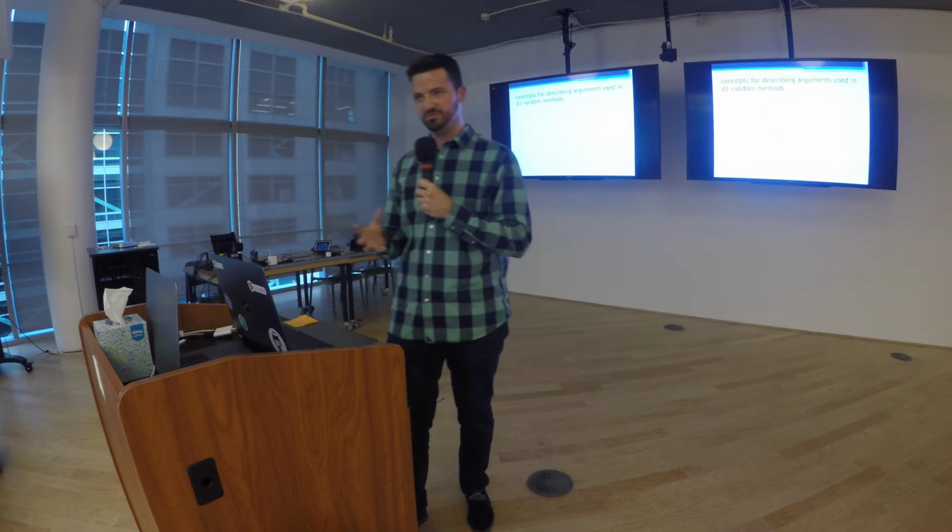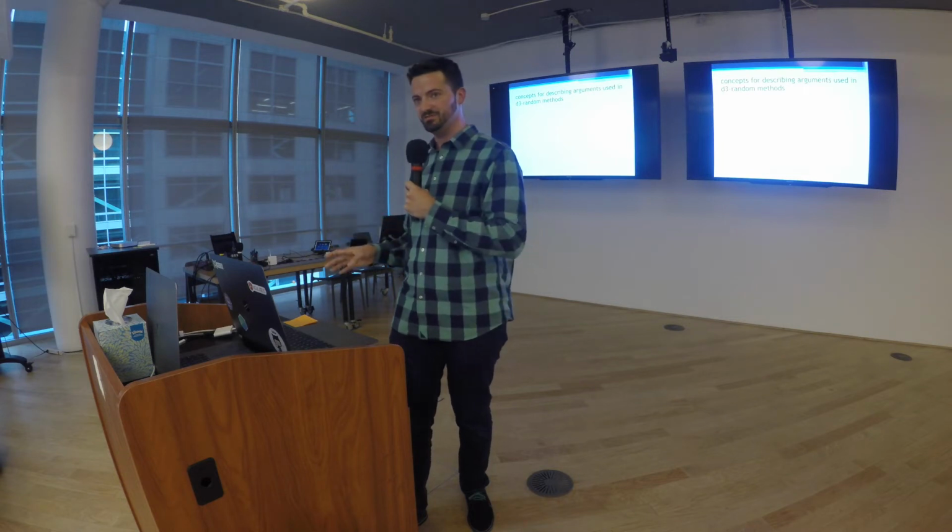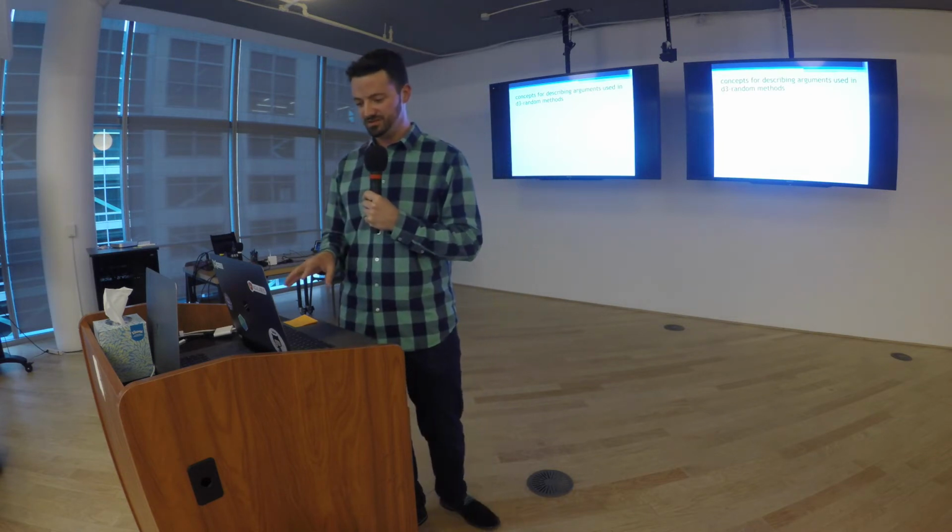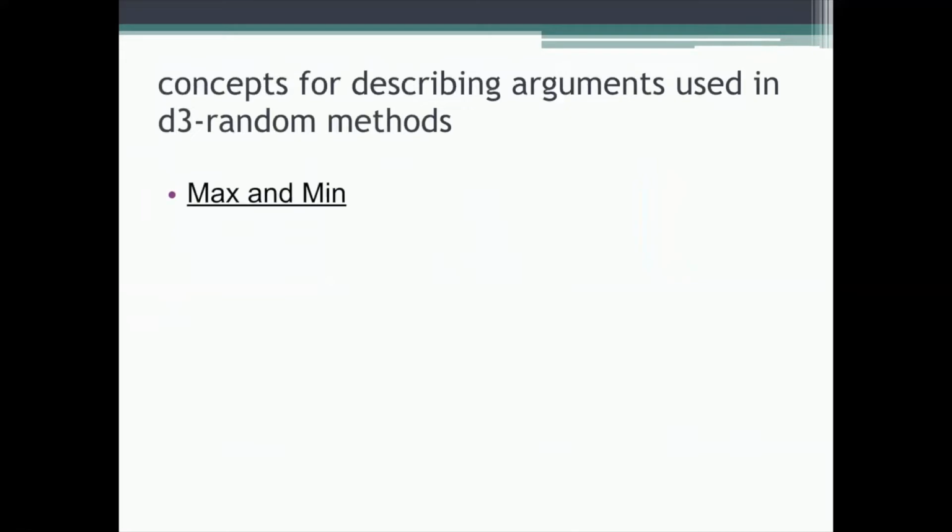There's a couple different statistical concepts we need to go over before we actually get into how these different generators work themselves. So we're probably all familiar with max and min numbers. This is kind of just telling you the range of values that your random number generator is going to occupy.